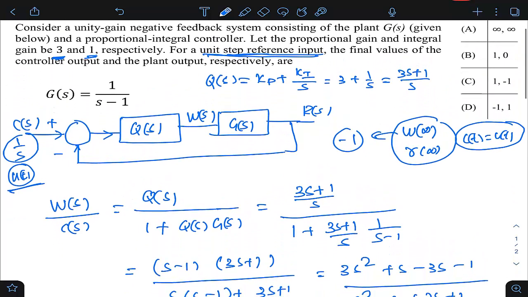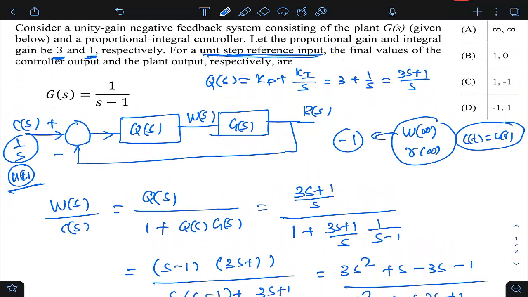In other words, they are asking for the final value of controller output and plant output. For the controller output, the answer is minus 1. Now we are supposed to find the plant output. So if I check the options, option A is wrong.